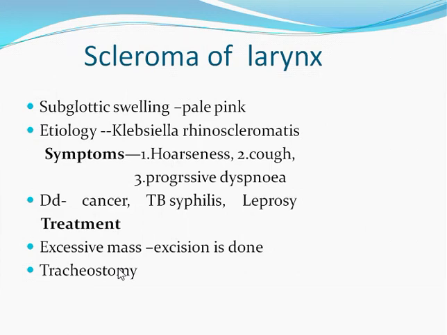There is another condition called scleroma of the larynx. You see, it continues with rhinoscleroma of the nose. There is a subglottic swelling which is pale pink in color. It is due to Klebsiella rhinoscleromatis. The patient may complain of hoarseness, cough, and progressive dyspnea. We have to differentiate this condition from malignancy, tuberculosis, syphilis, and also leprosy. This is also becoming very, very rare now. The treatment is to excise the excessive mass which you come across in your airway. Tracheostomy may very rarely be required.